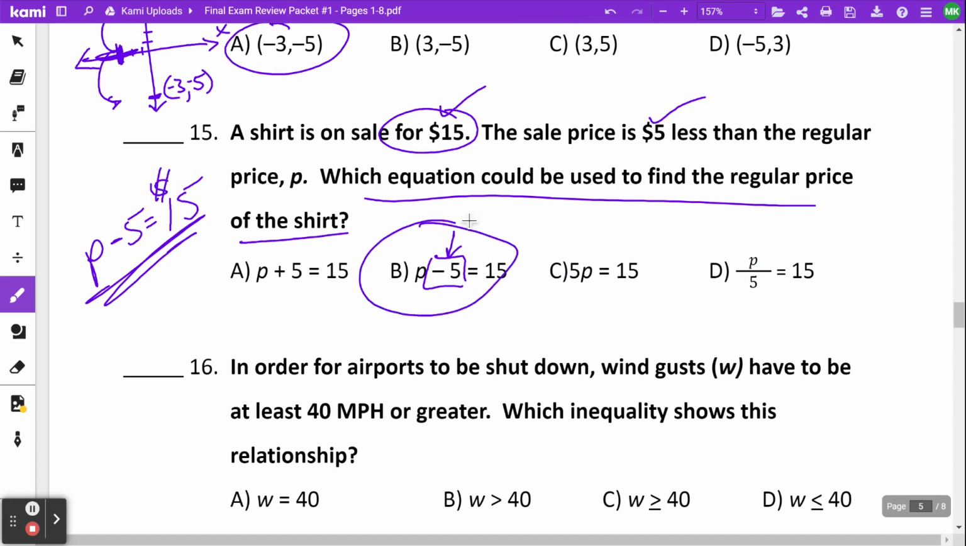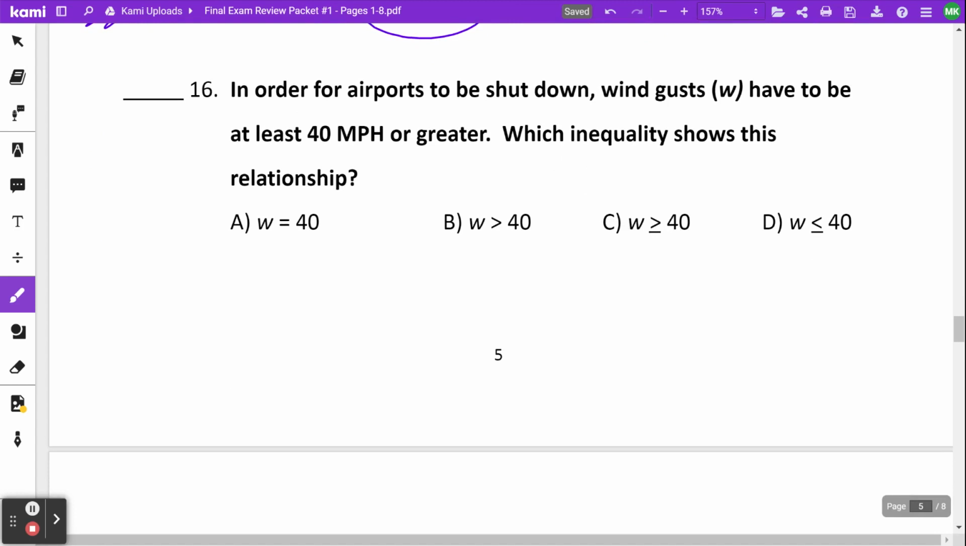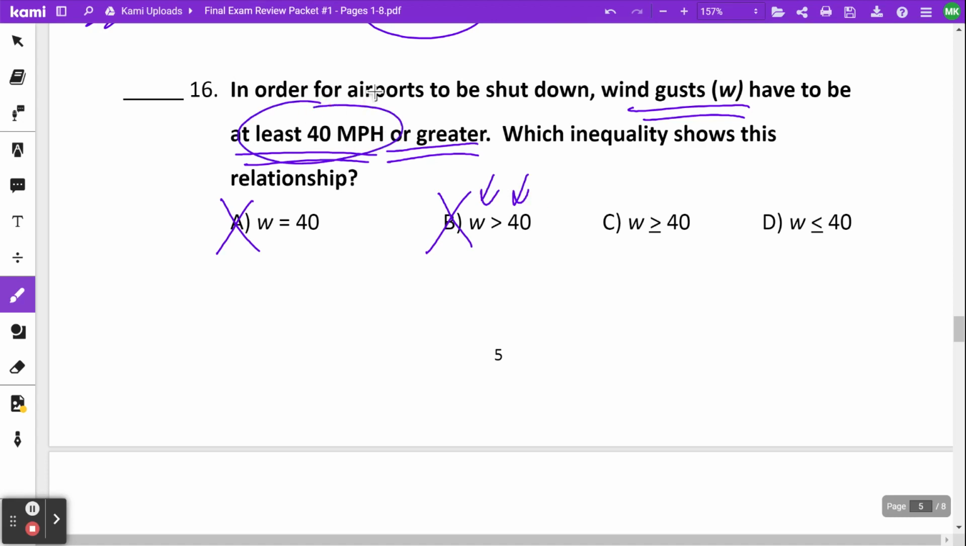So there it is. Choice, oopsie, I almost circled two things. Choice B, okay? Next, in order for airports to be shut down, wind gusts W, so that's the wind gust is W, has to be at least 40 miles per hour or greater. Okay, so at least 40 miles per hour or greater. Which inequality shows that? Well, or greater, at least, so it could actually be 40, right? So these guys, that guy's out. This means it has to be 40 and 40 only. That doesn't make any sense because if it's 40, you shut down the airport. But if it's 41, you reopen it. That's silly. But it's not this one because it actually could be 40 and they shut down the airport.